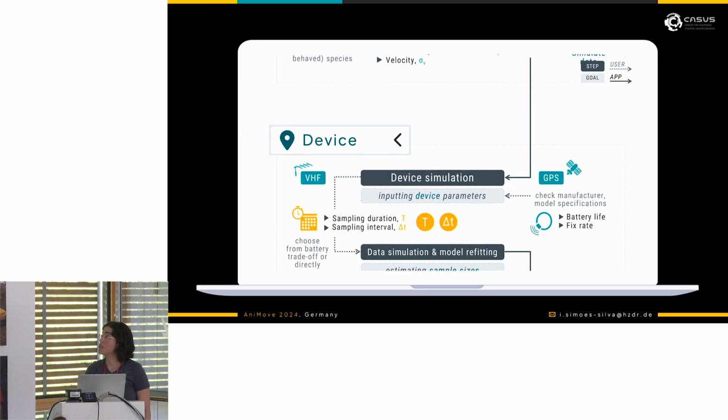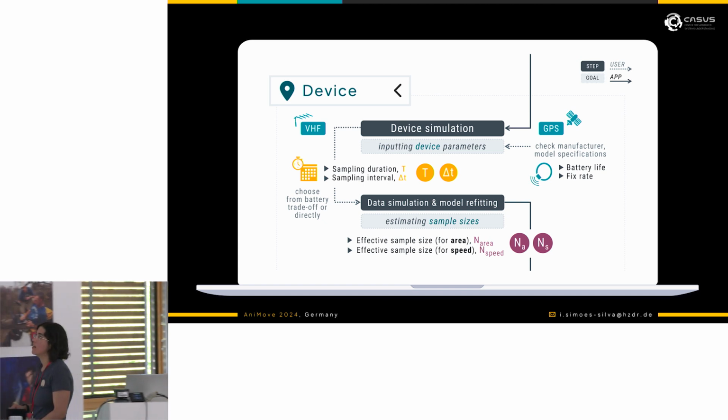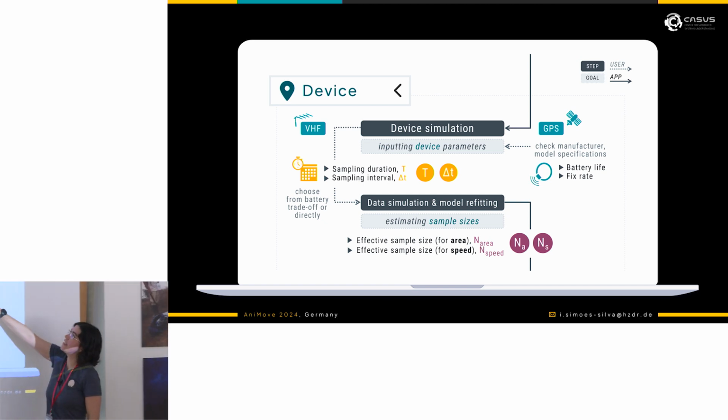But once you do that and you extract those measures, it basically simulates the device, and we have some information that gives us an idea of the battery life and the fix rate of a certain model.